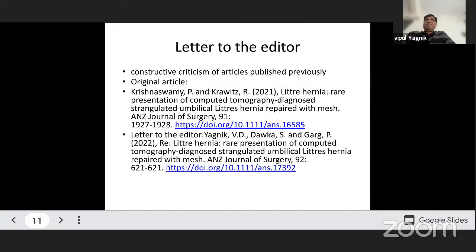Letter to the editor. A letter to the editor is basically constructive criticism of a previously published article. The article was published in a previous issue of the journal, and if you feel it is missing something, or you can add something beyond that article, you can write it in a letter to the editor. Here you can see the article on Littre hernia, a rare presentation of CT-diagnosed strangulated umbilical Littre hernia repaired with mesh. We have written a response on that. Next slide, Rushabh.